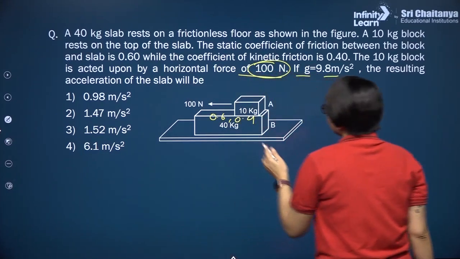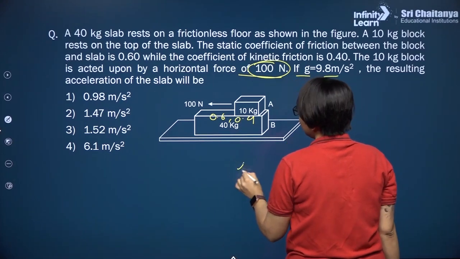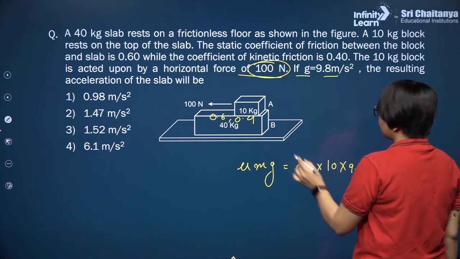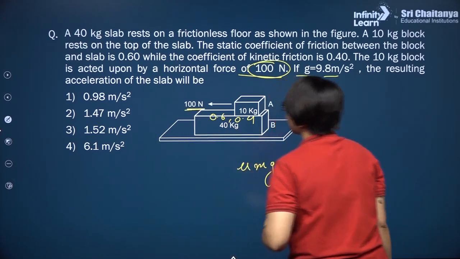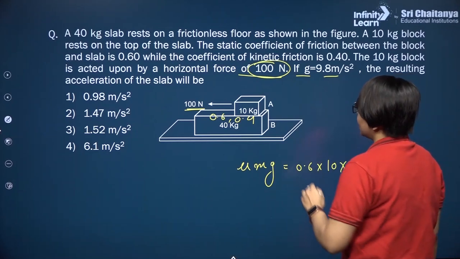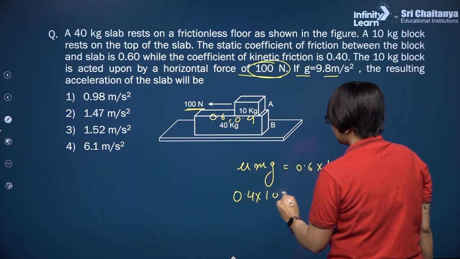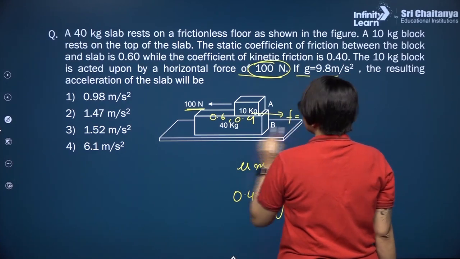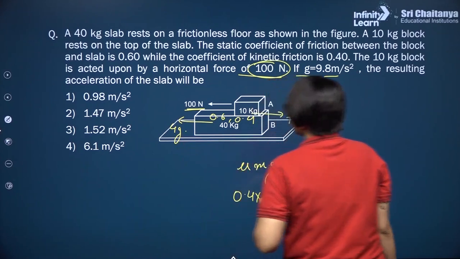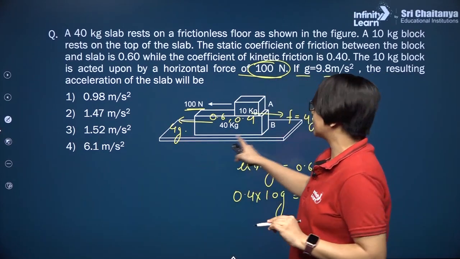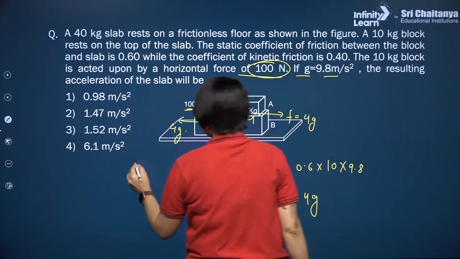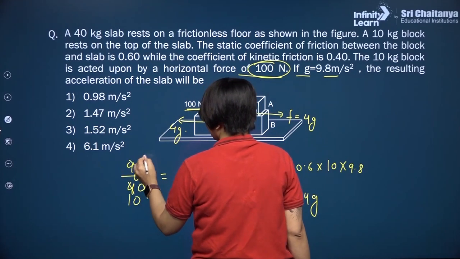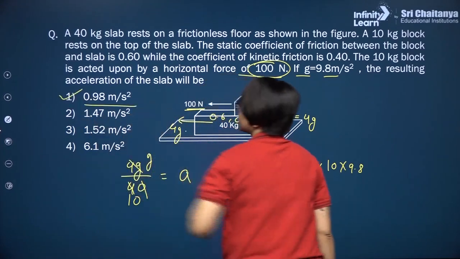So over here, if you look at the value of limiting friction, it will be mu mg, where mu is 0.6, m is 10 and g is 9.8. So this limiting friction is less than this 100 newton applied force. So the nature of the friction will be kinetic. So kinetic friction will be what? 0.4 into 10g, that is 4g, right? So kinetic friction on this block will be in this direction, 4g. And its reaction will be here, 4g, right? So over here, this 4g is responsible for the acceleration of this 40 kilogram block. So net force 4g divided by mass is equal to acceleration, which is equal to g upon 10, which is 0.98 meter per second square.